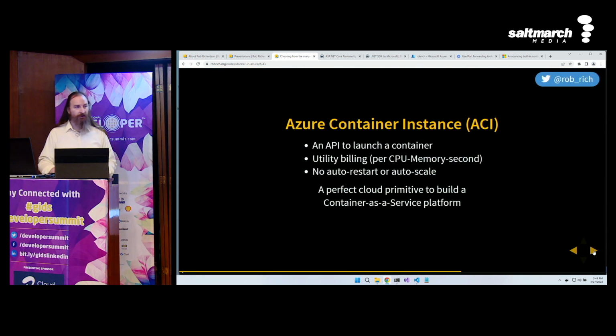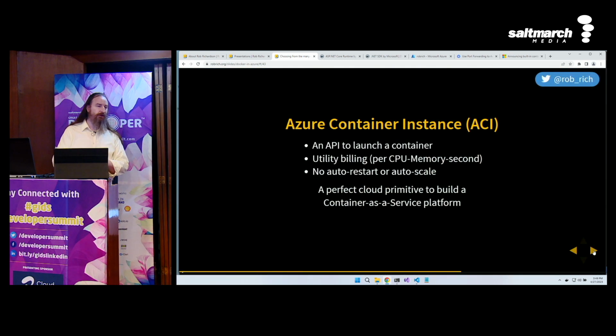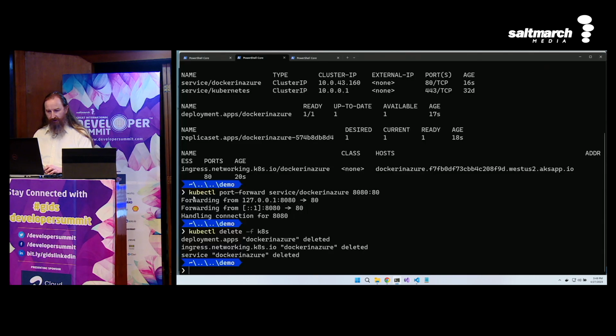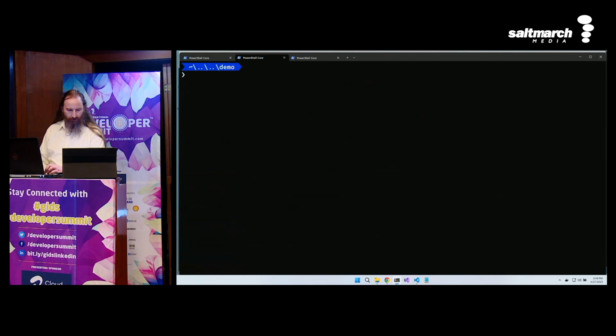So the cool part is now we get excellent utility billing in this fully managed mechanism. Now we don't have automatic restarts, we don't have automatic load scaling. It's just an API where we can say, hey, go launch that thing. So let's go create some Azure Container Instance stuff. Now let's start off by doing it from the command line. And this is a monster command.